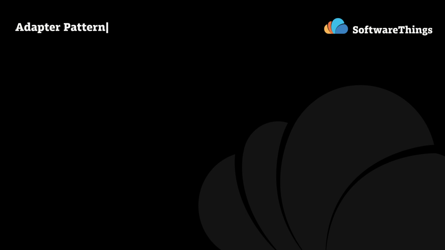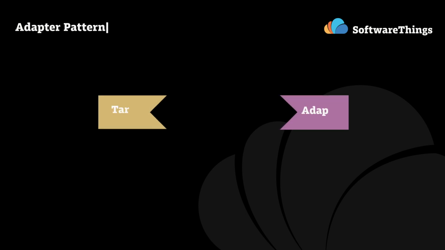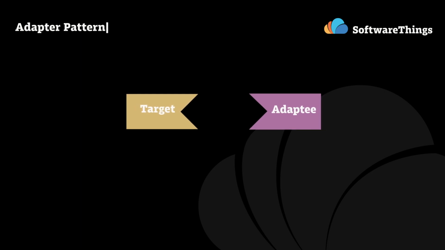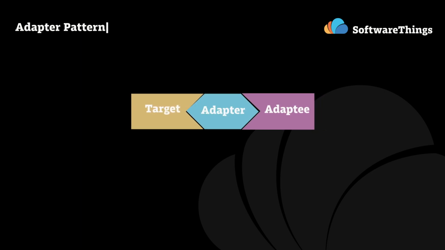Adapter pattern. The adapter pattern allows you to make two incompatible interfaces work together. This pattern is particularly useful when you want to use an existing class that doesn't quite fit your needs, but you can't modify its source code.